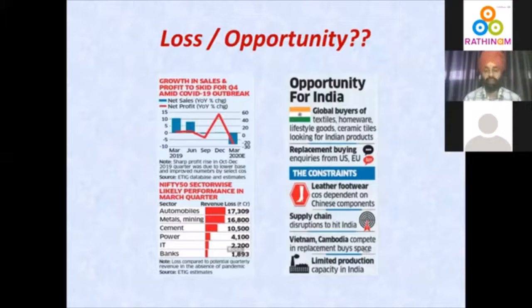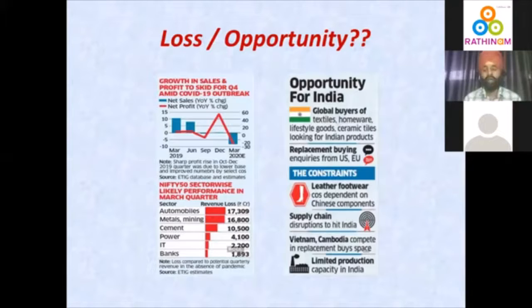Our manufacturing, if taken by the proper route, can go from 0.3% of the world share to at least 3% of the global share of business. So this is a huge opportunity. In value terms, it is literally exponential.